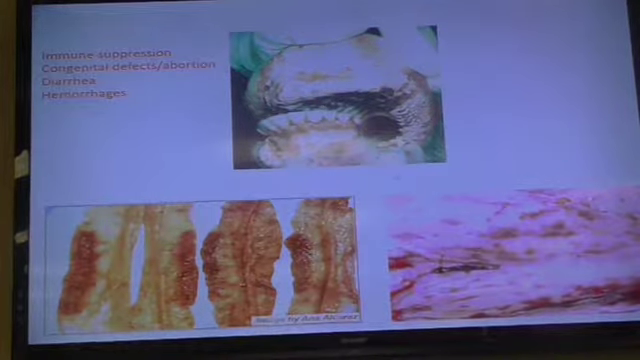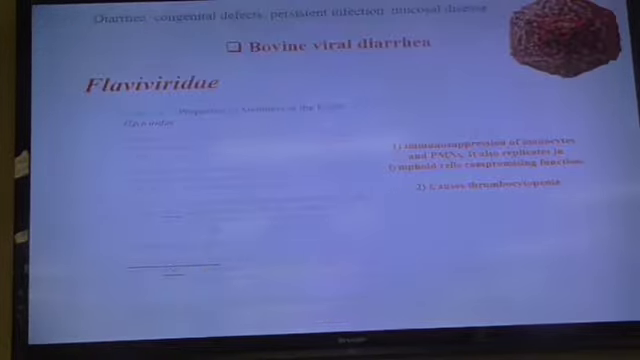So as shown here, you could see the ulcer and necrosis in the mouth. You could see the severe necrosis in the intestinal epithelium, and this is the esophagus, bleeding, ecchymotic hemorrhages in the esophagus. So, what disease is this? Bovine viral diarrhea.